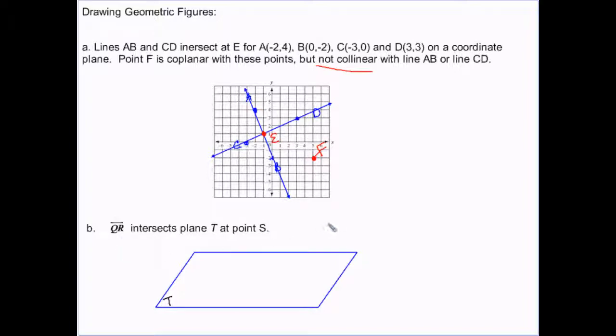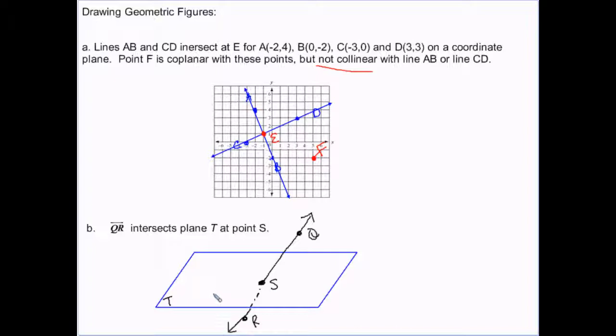So I can draw any line that's going to intersect the plane at a point. It can come in from this way. It can come in from this direction. I usually do that to show that it's going through. And then I sort of dot it, so you can kind of see that it went through. You put a point Q, you put a point R to be line QR, and wherever you hit the plane, you call that S.